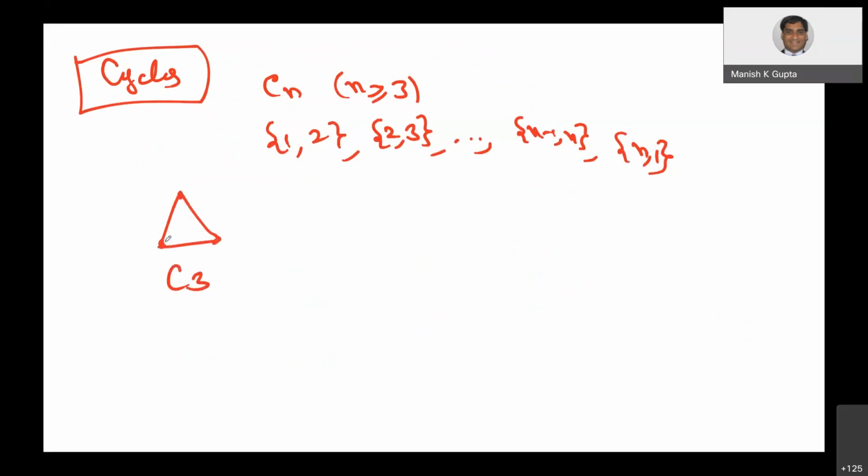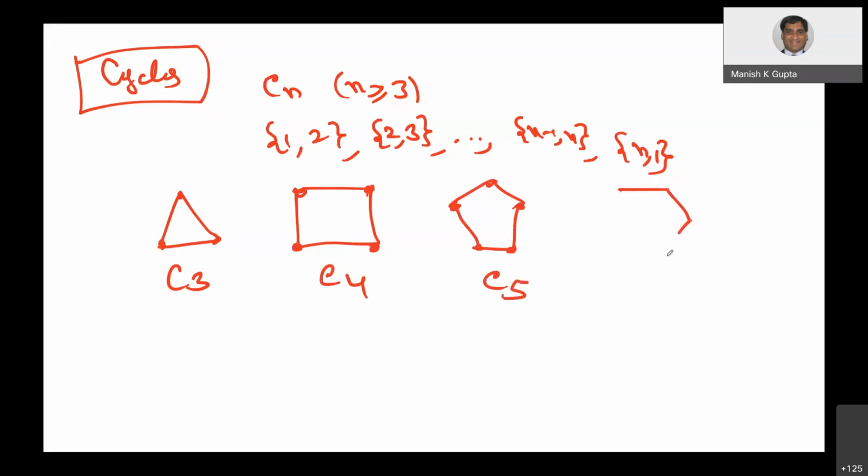This is C3, C4, C5, with vertices 1, 2, 3, 4, 5, C6. So can you tell me what is the cycle? A cycle on n vertices, where the edges are 1 to 2, 2 to 3, 3 to 4, and so on, right? These are cycles.